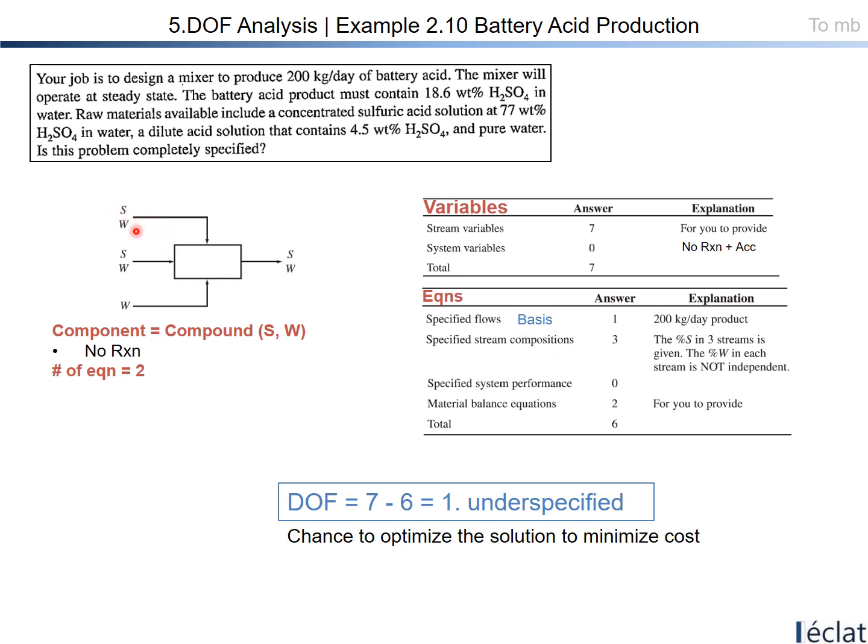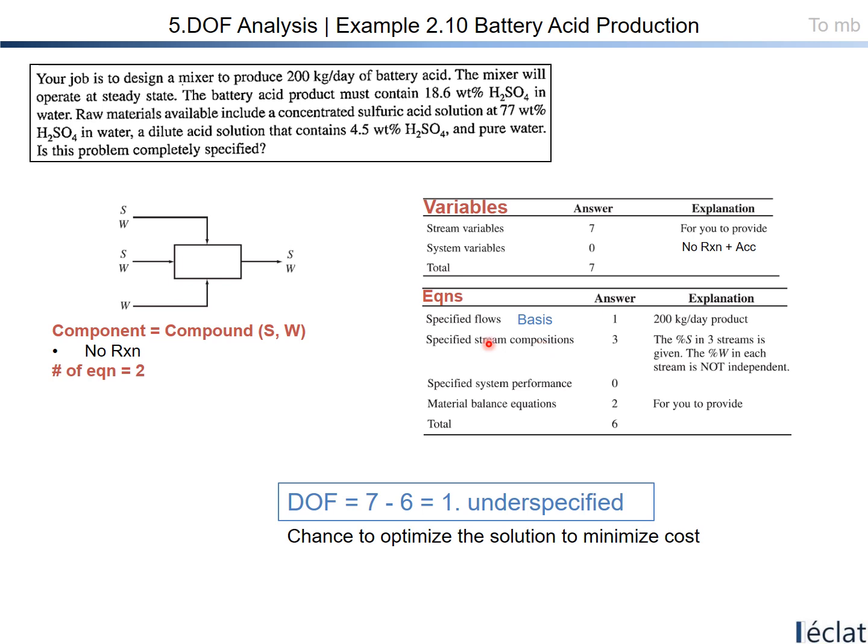You have the information about the concentration of the first input flow. It was the most concentrated, 77 weight percent. The next one is 4.5 weight percent. And for the product stream, you have your target actually, 18.6 weight percent sulfuric acid. So the number of stream composition specifications is 3.